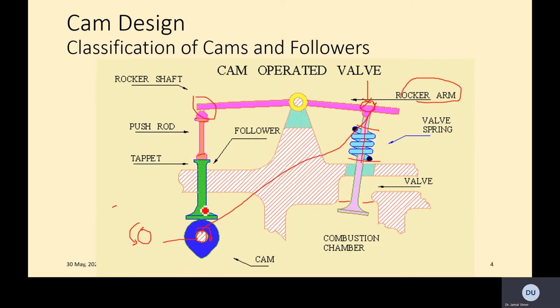So this is a normal typical operation in a camshaft. The purpose is that we have the rotary motion at the cam and the valve is reciprocating. So we are converting from rotary to reciprocating motion.